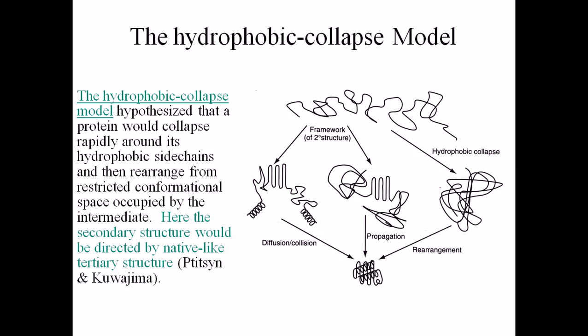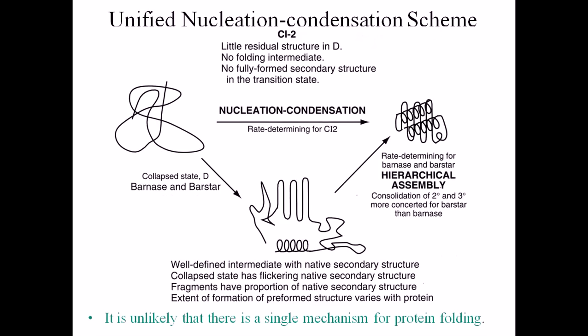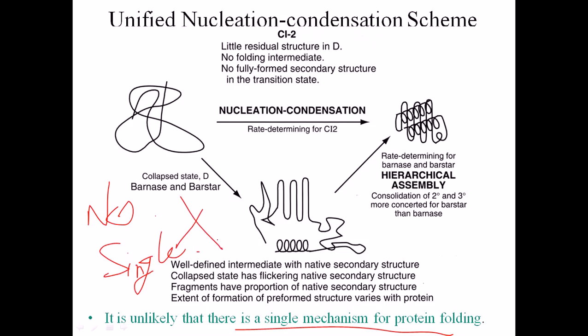Now I am going to tell you the classic mantra for protein folding, and that is that it is unlikely that there is a single mechanism for protein folding. There is no single mechanism that can explain protein folding. So we have to incorporate all these different types of mechanisms to describe how a protein is folded properly, because this is again an undescribed process.